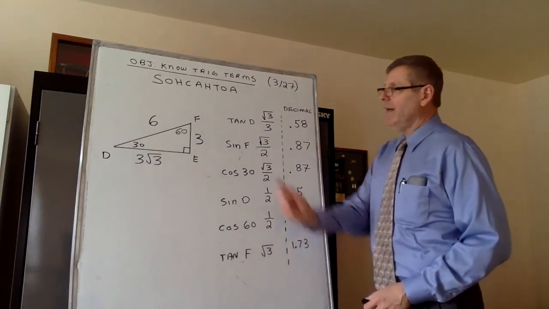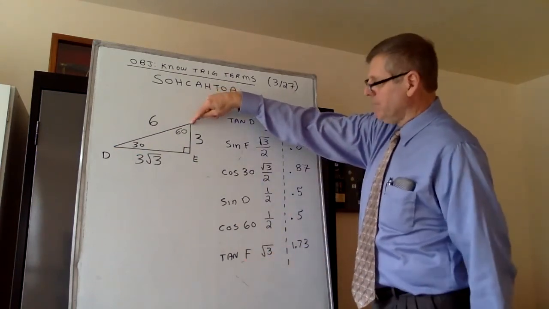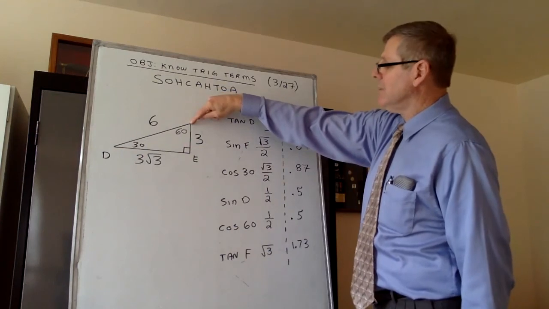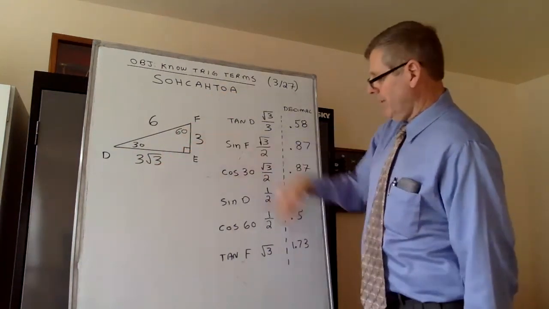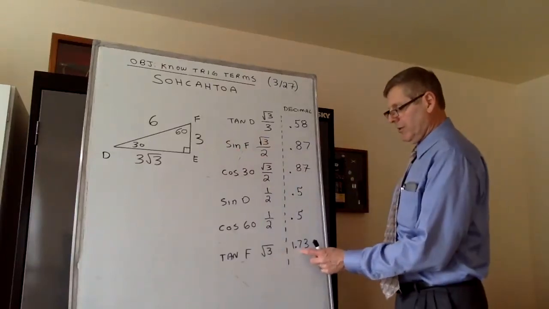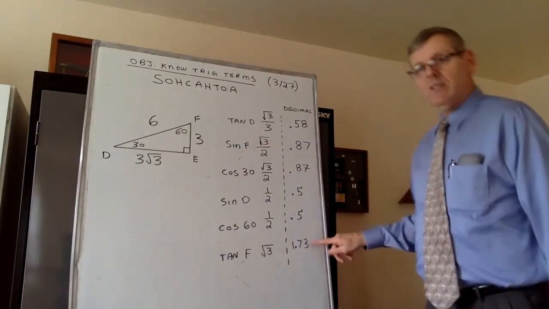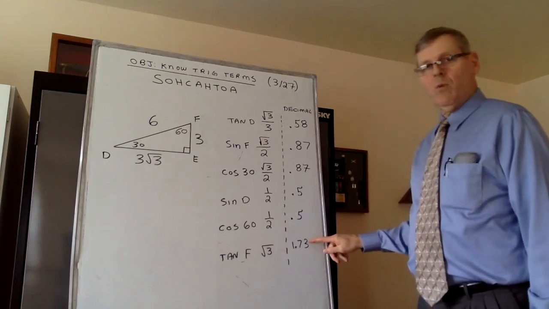Finally, the tangent of F, I'm standing here. And if I take the tangent, it's opposite over adjacent. It's 3 radical 3 divided by 3, which is just radical 3, or 1.73. Notice this number is larger than 1.